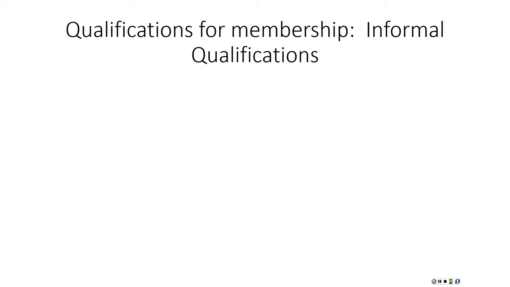Now, while they're formal qualifications, where are we going to find these formal qualifications, these age and residency requirements? We're going to find them in the Constitution. Well, there are also informal qualifications. We don't find these. They're not listed. You don't have to meet them. But meeting them helps get you elected.